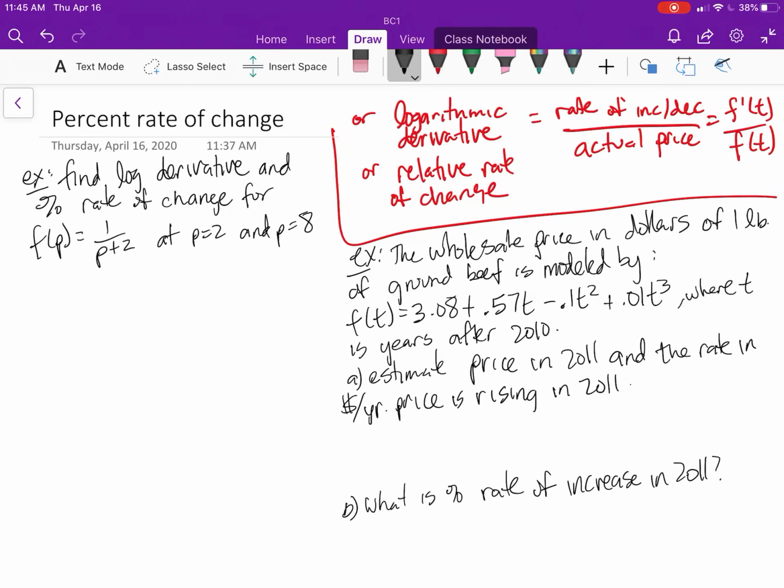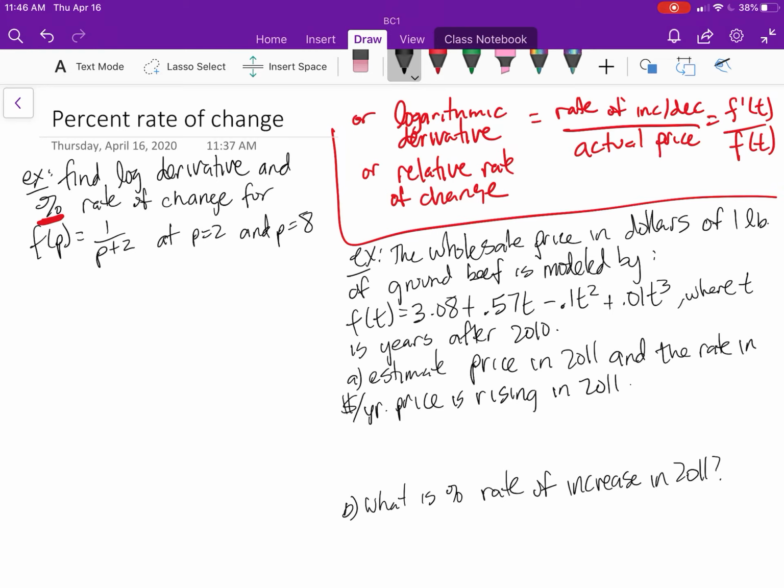Okay, again, we will look at one kind of generic math problem and then a word problem to make sense of how this formula is used, what we are doing. So on the upper right in red, I wrote a few key vocabulary words here. We could call this a logarithmic derivative or relative rate of change, or if it says percent rate of change, like this first one is asking there, percent rate of change. Same thing, it just means change it to a percent.